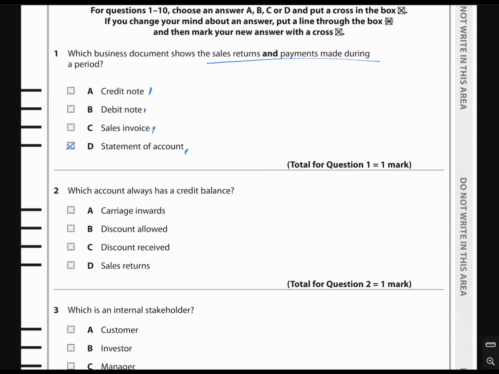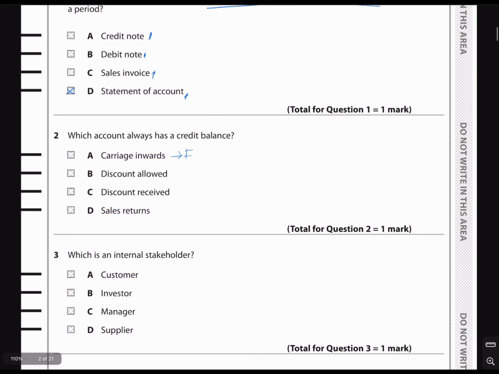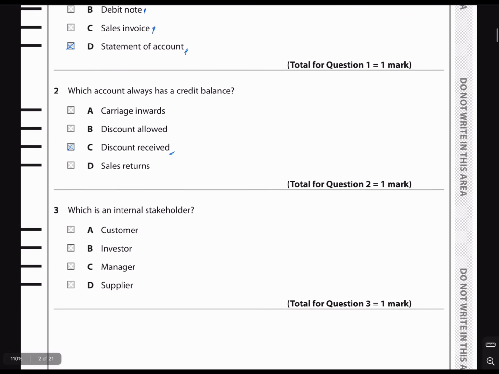On the second one, we have which account always has a credit balance. Now we know an expense is a debit item, a debit balance. Discount allowed is also a debit item because it is also an expense. Discount received is a credit item, and sales return is also a debit item. So the only correct answer we have here is discount received. Why? Because it is a credit item, so it always has a credit balance.